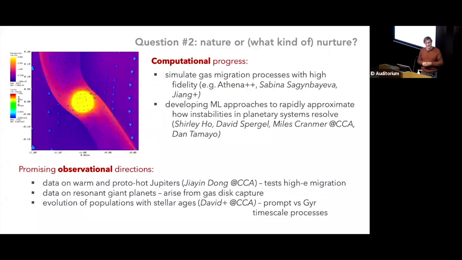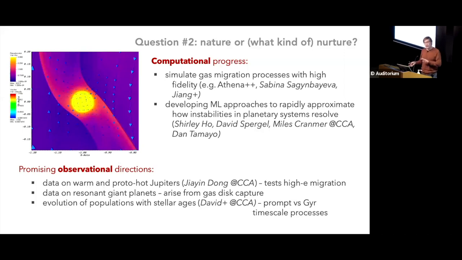There is progress here, so I don't want to make this on a negative note. There's computational progress. So I would say, in the last few years, really for the first time, we've gotten to the point where we can simulate these gas processes with pretty good fidelity, right? So we can go beyond just exploratory experiments to calculations that we think are yielding the correct answer for how quickly planets should migrate and move around in the gas disk due to these processes. And we have people here doing those calculations.